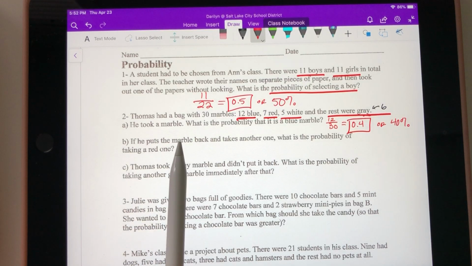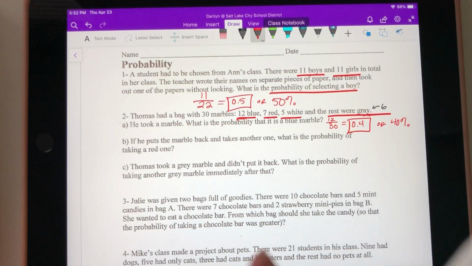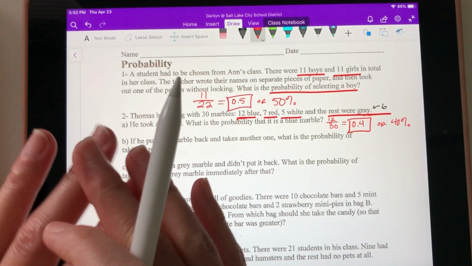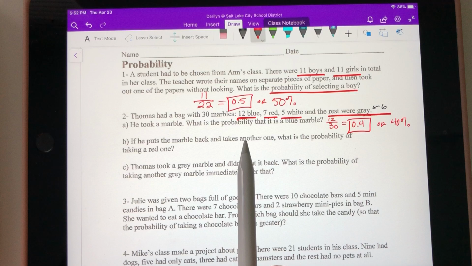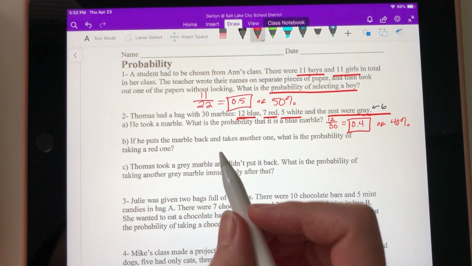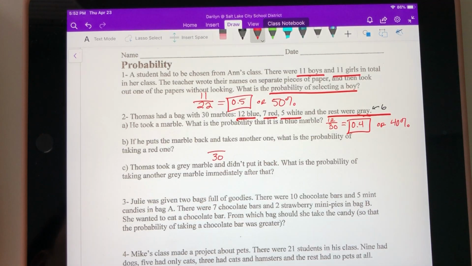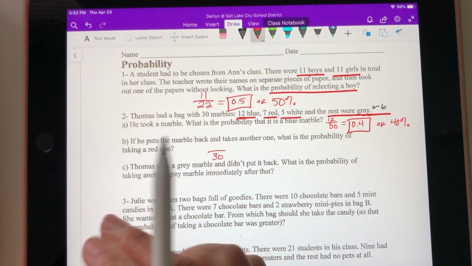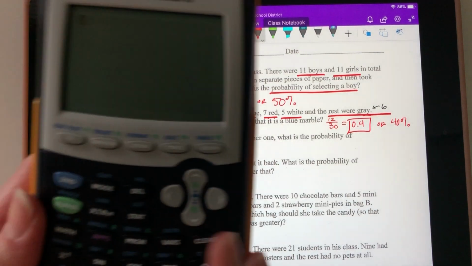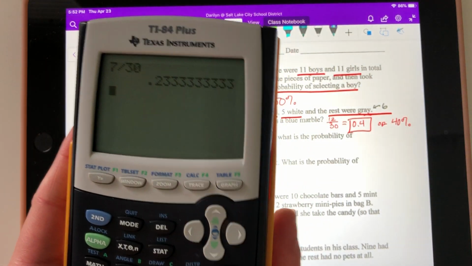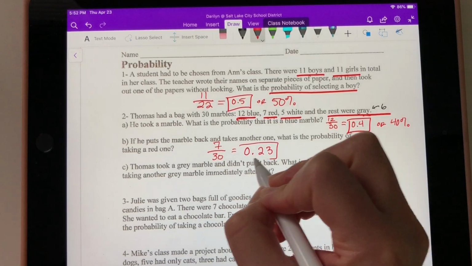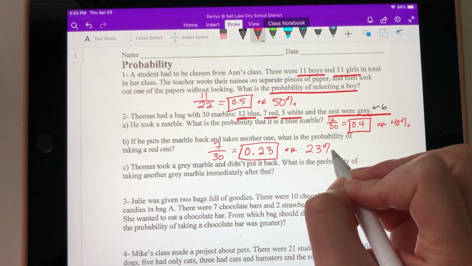Part B, if he puts the marble back, this is called replacement. When you put something back, it means that you choose it and then you put it back in so none of the probabilities are changed. So he puts the marble back and takes another one. What is the probability of taking a red one? So he puts it back, which means there's a total of 30. Okay, now he wants to know what's the probability of taking a red one. Well, how many reds are there? 7. So 7 out of 30. 7 divided by 30. Sorry if my calculator is a little bit dark. That's going to be 0.23 or 23%.